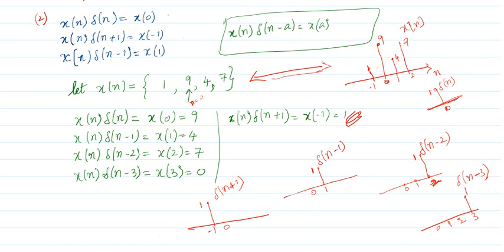This is how we will work with the discrete time impulse signal. Working with the discrete time impulse signal is very easy. You just have to shift the impulse signal and multiply with the original signal. And we will see the relation between the discrete time unit step signal.